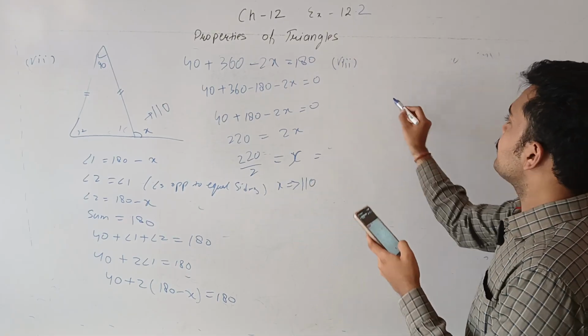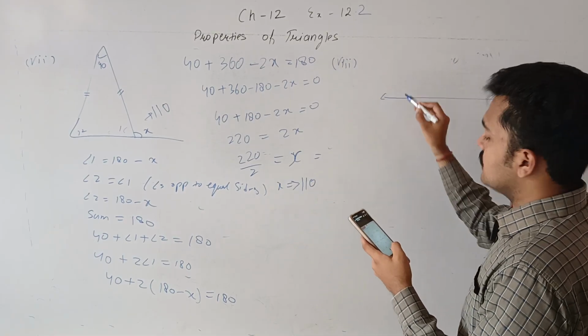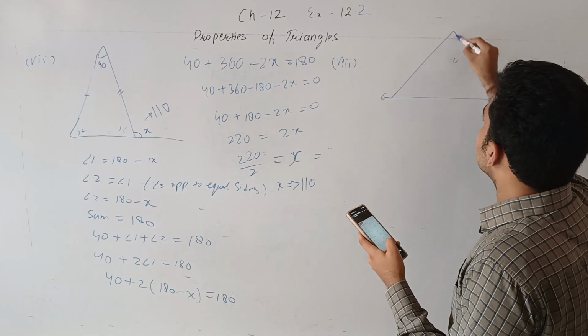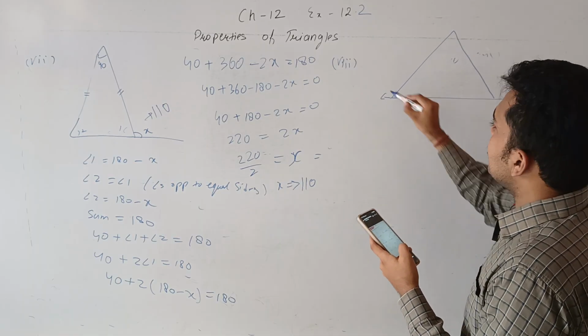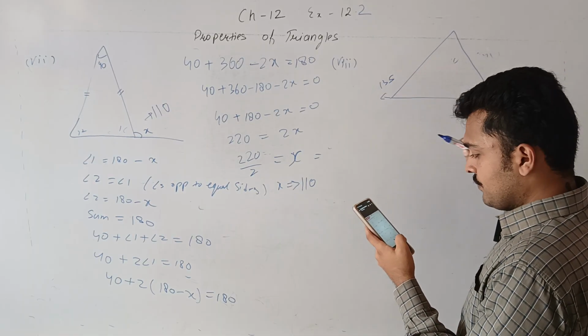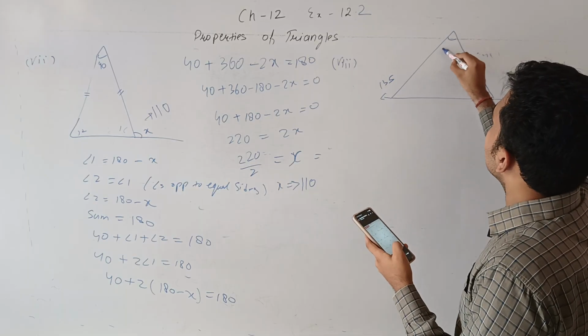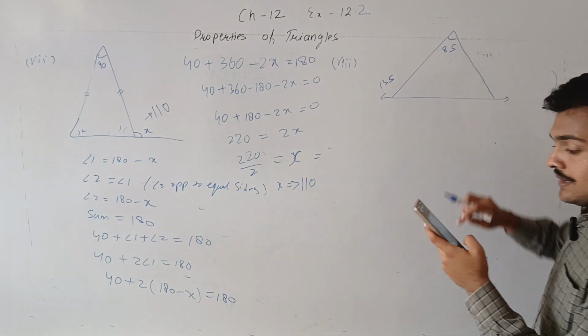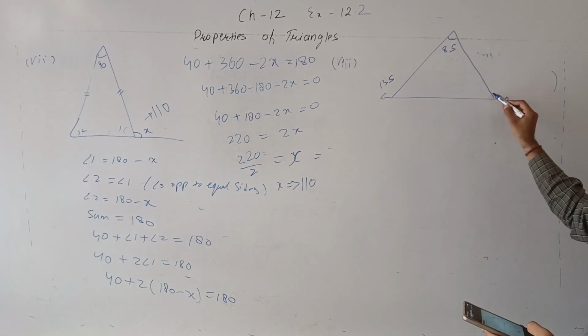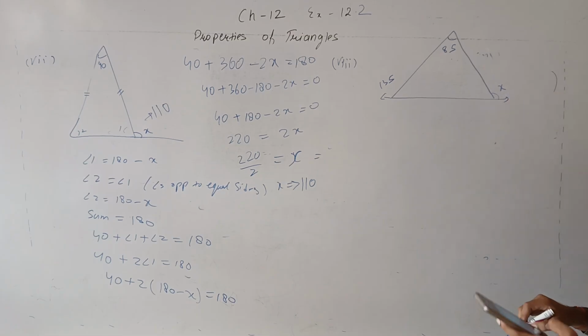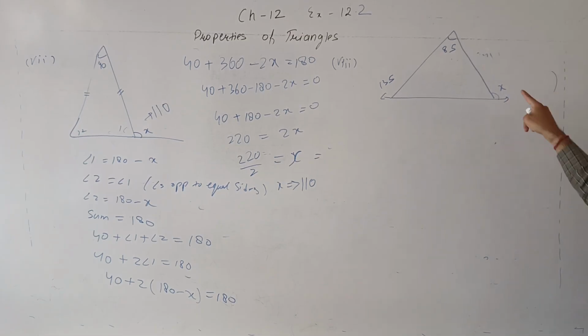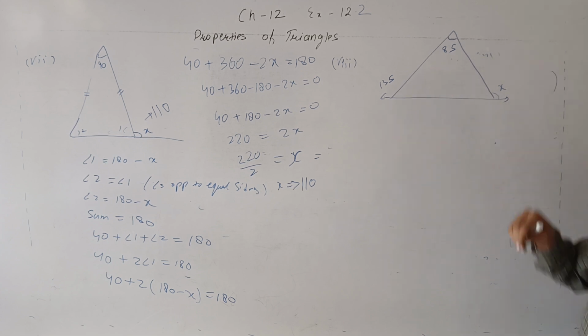Question 8. So this is the triangle. This angle is 135, this angle is 85 and this angle is angle X. We have to find angle X, and angle X is the sum of the opposite interior angles.